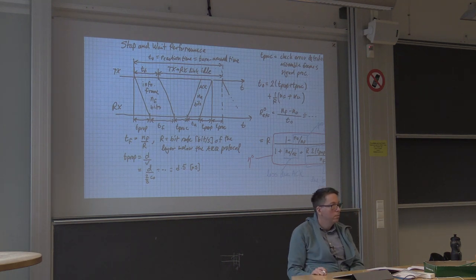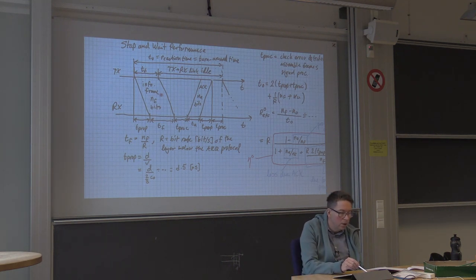Okay, so the situation that we have been looking at is this one, where there are no errors. So neither the information frame nor the acknowledgement is lost. So let's now look at the situation where the frame could be lost, but we still neglect the fact that the acknowledgement could be lost.